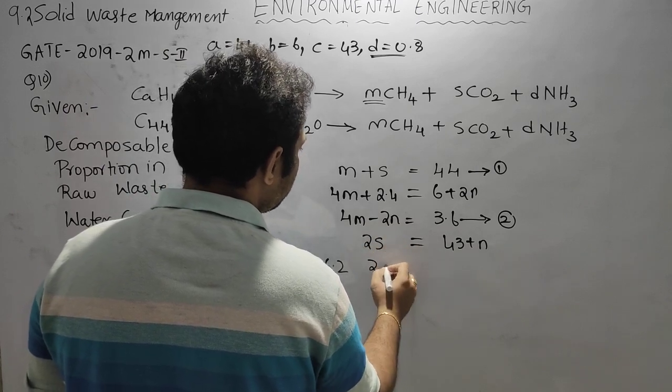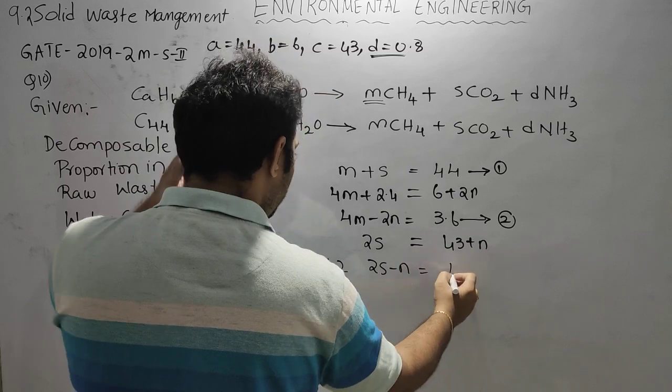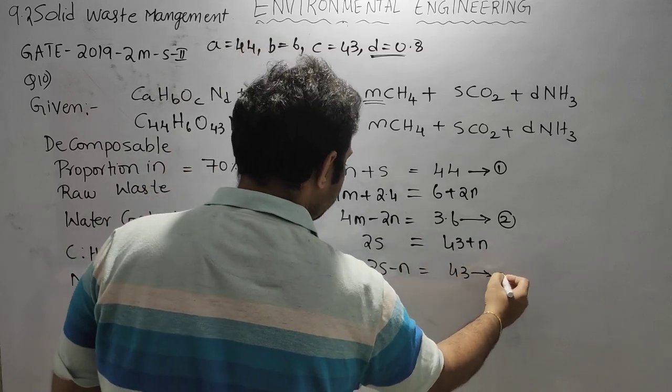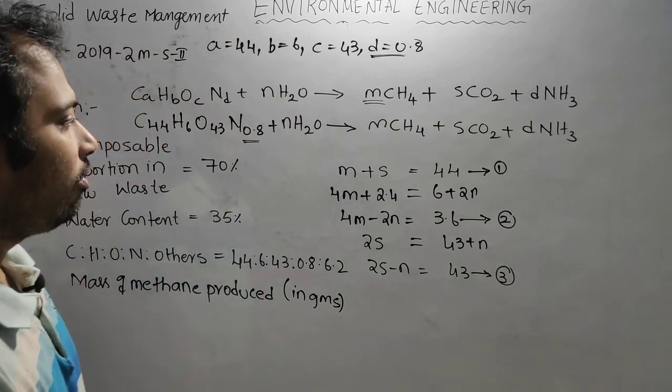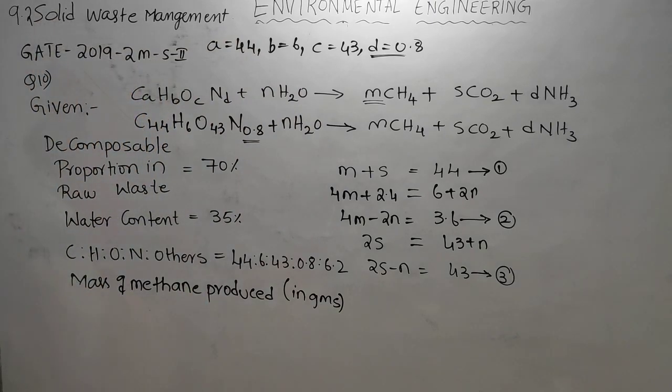That means 2S minus N is equal to 43. So we are having 3 equations: M plus S is equal to 44, 4M minus 2N is 3.6, and 2S minus N is 43.